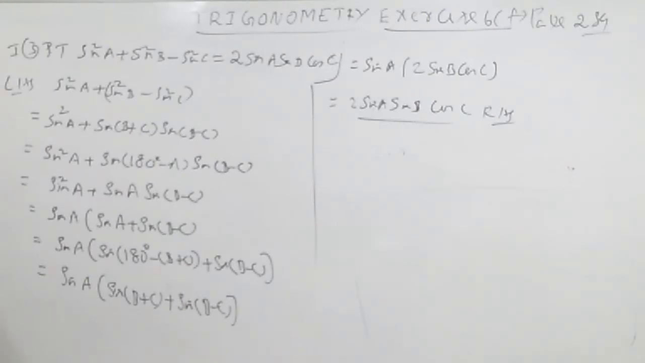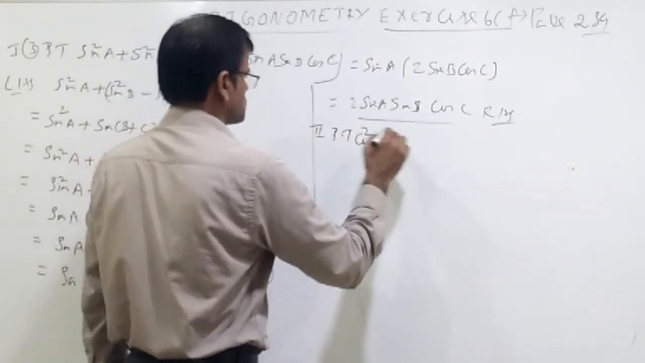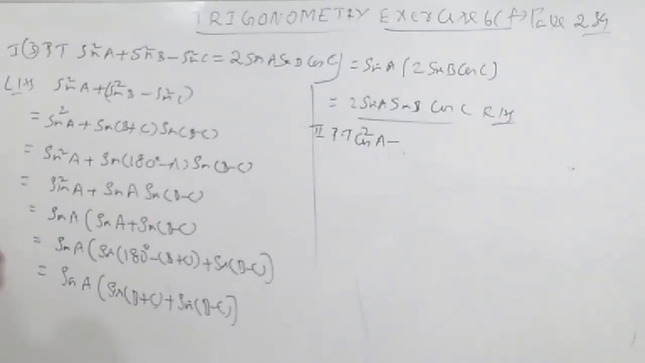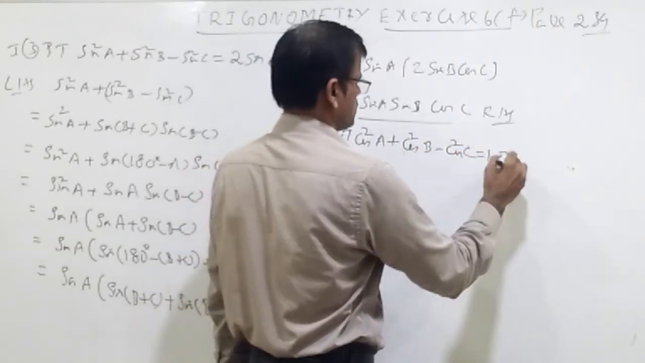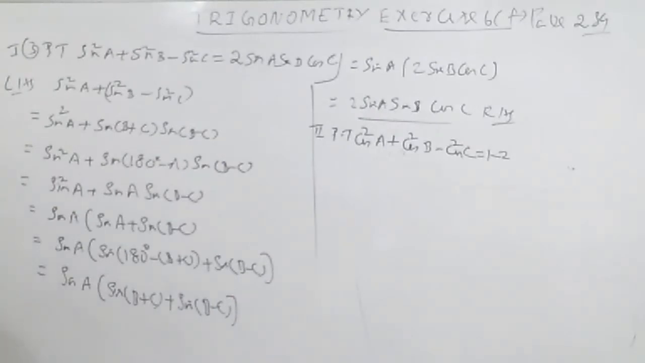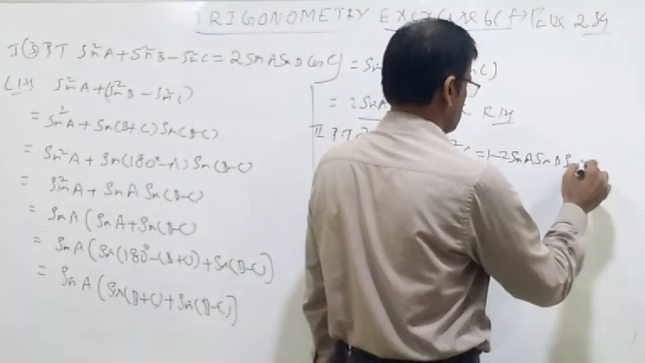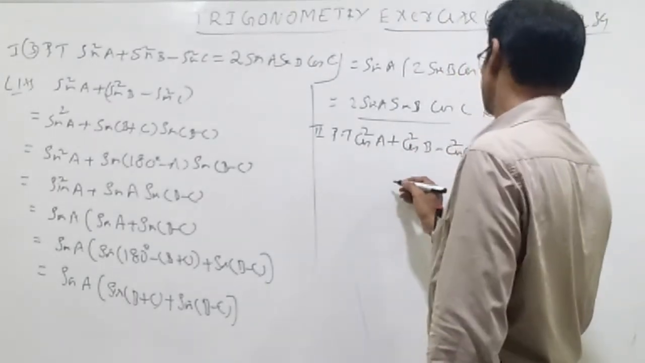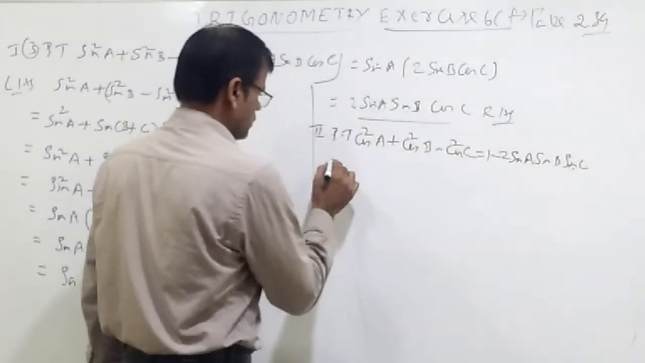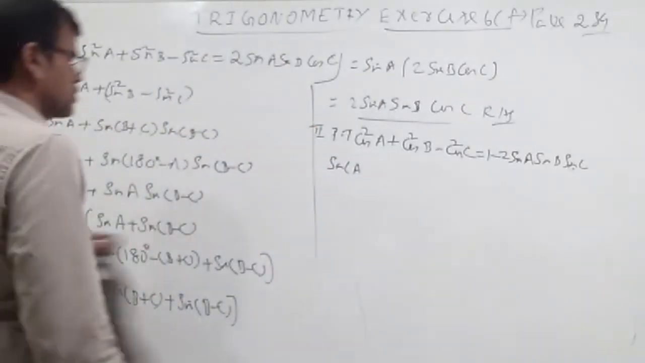Now, similarly, next question is there. In third question, second part, prove that cos square A plus cos square B minus cos square C is equal to 1 minus 2 sin A sin B sin C. One is there, no? So 1 is there. Like this we can write.